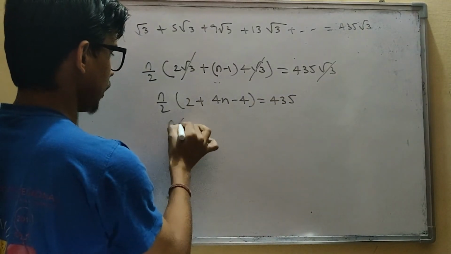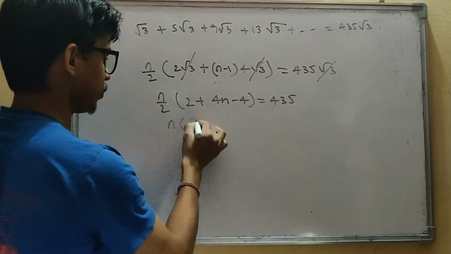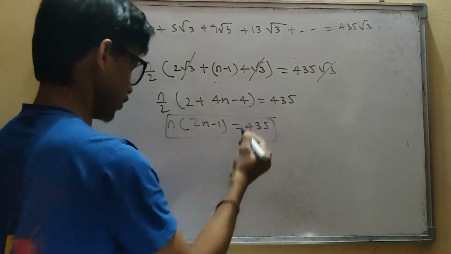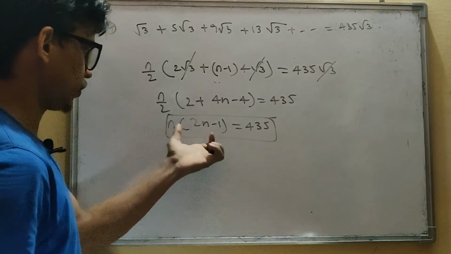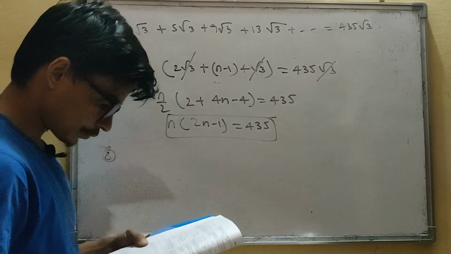So it is going to be n, and 4n minus 2, it is going to be 2n minus 1 is 435. You just solve this, and you will get the value of n. I'm not solving it further. You can do it easily. You just get the value of n from here. And next is question number 8.